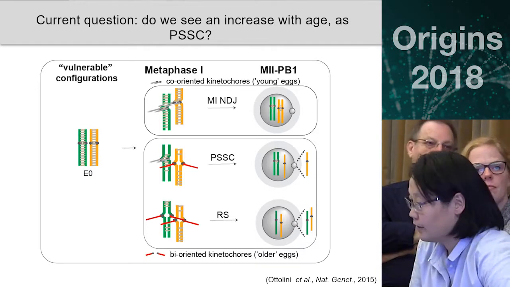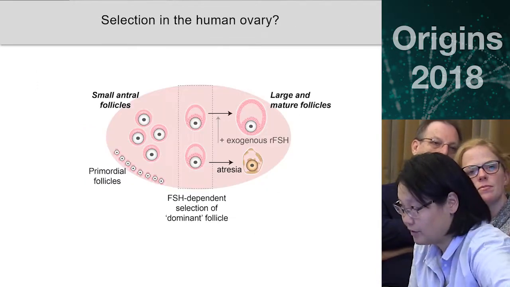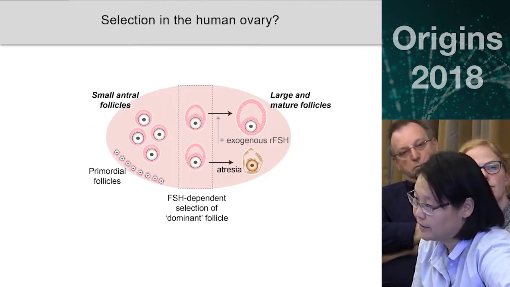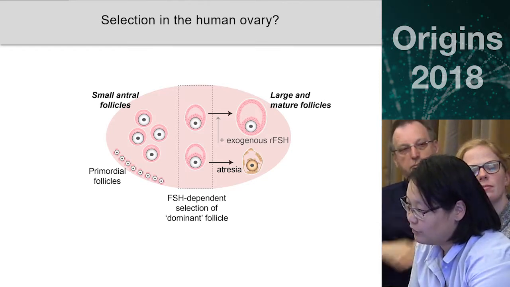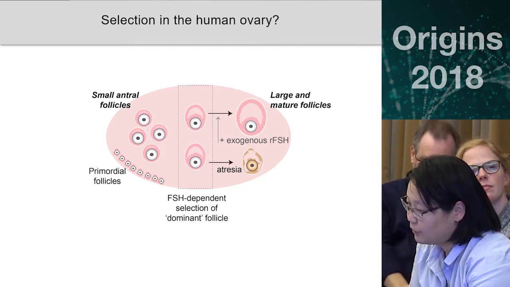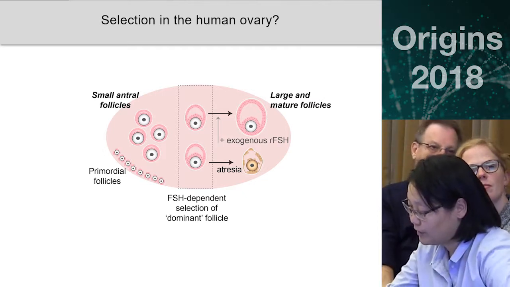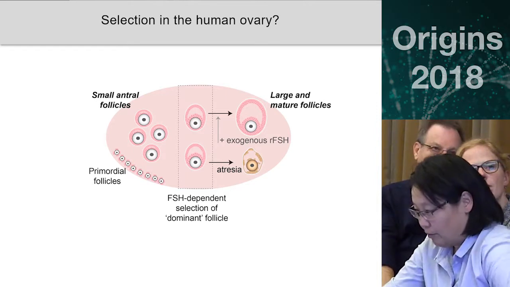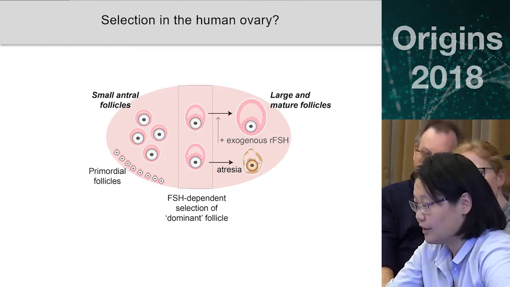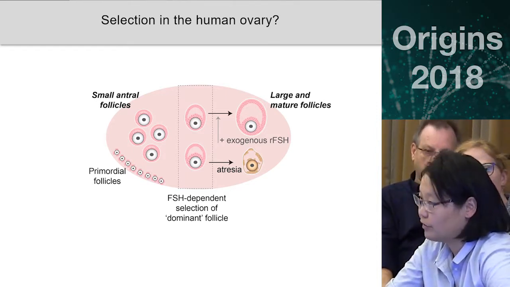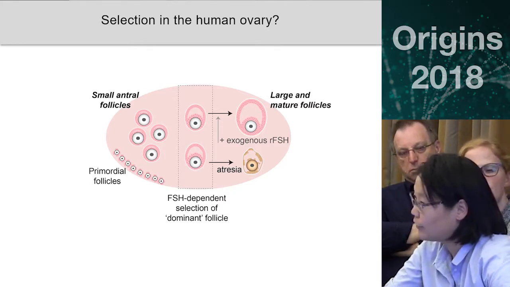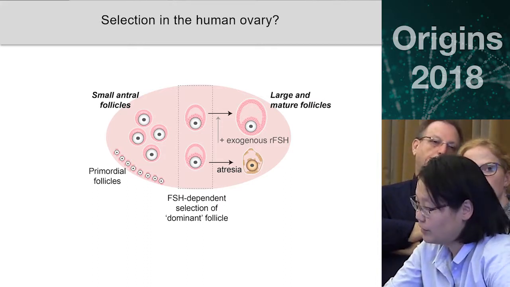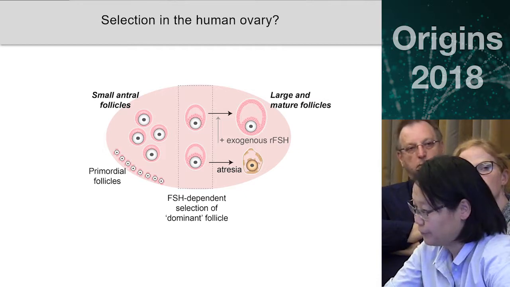The other issue that comes up as well is something that's been discussed a lot, and that's the idea of selection in the human ovary. In particular, because we now have these small antral follicles, perhaps we can start looking at an in vitro system that lets us start answering questions about certain specific hormones and how that might influence meiotic progression into the divisions, as well as the meiotic divisions themselves.